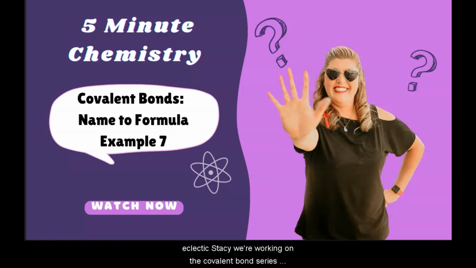We're working on the covalent bond series, and this is the 7th example of how to take a covalent name and write it into a molecular formula. Let's get going.